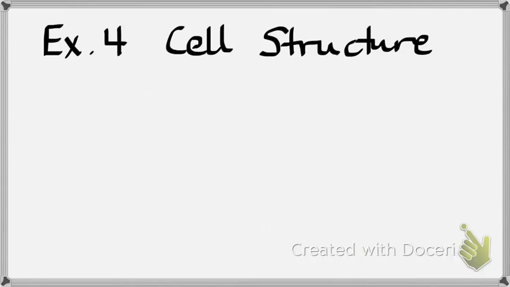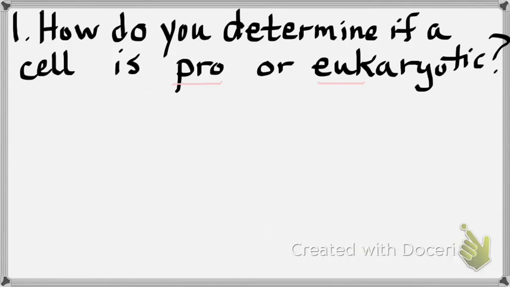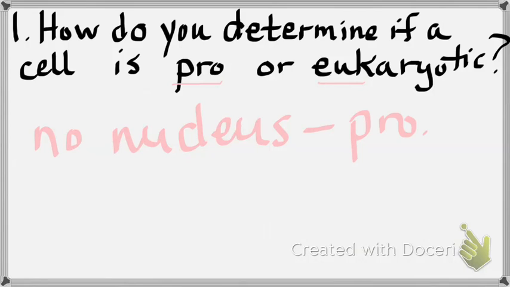Okay? All right, great. On cell structure, how do you know if a cell is prokaryotic or eukaryotic? That's right. So if there's no nucleus, let's say I view it under the microscope, there's no nucleus, what would that be? Prokaryotic. If I see a nucleus, then I've got a eukaryotic cell. Well, it's pretty easy. You just have to know what the words mean. Prokaryotic means you don't have a nucleus.